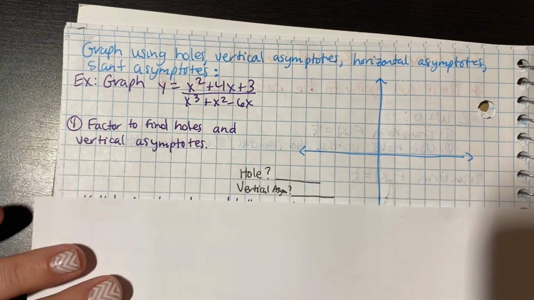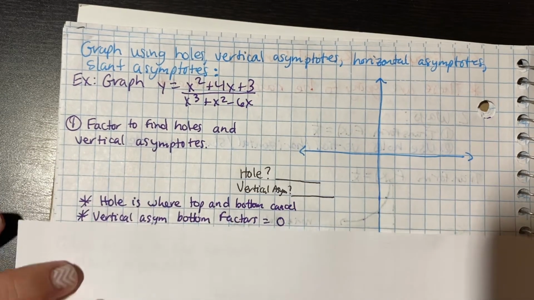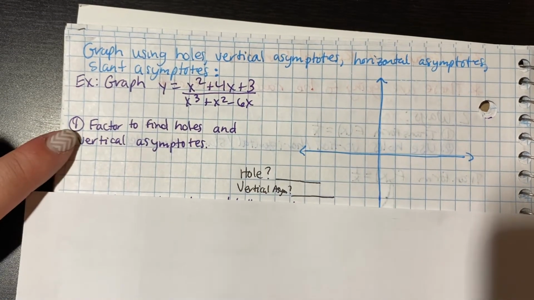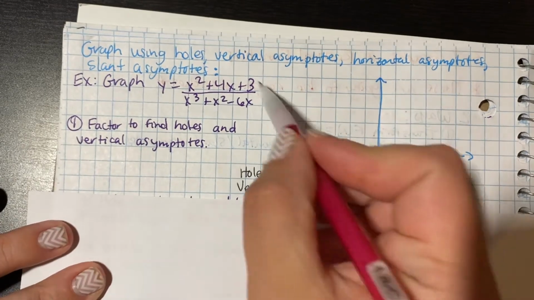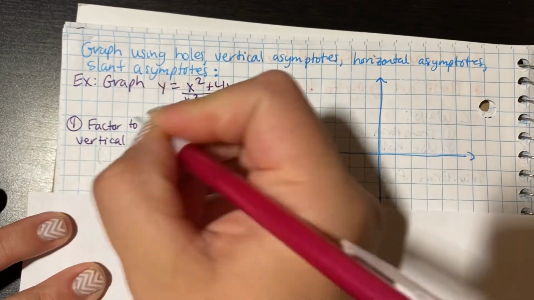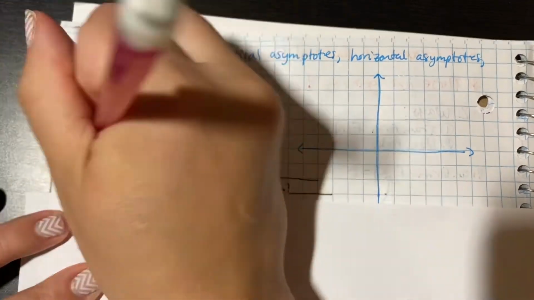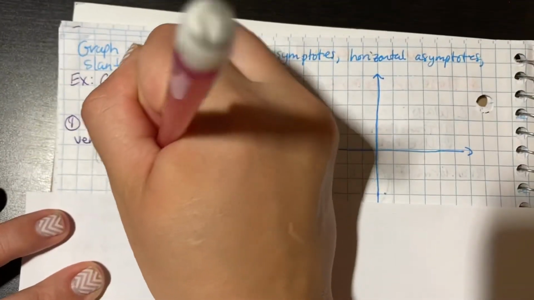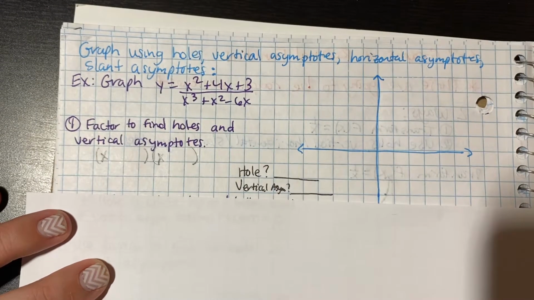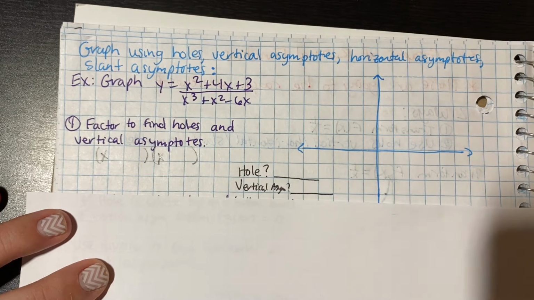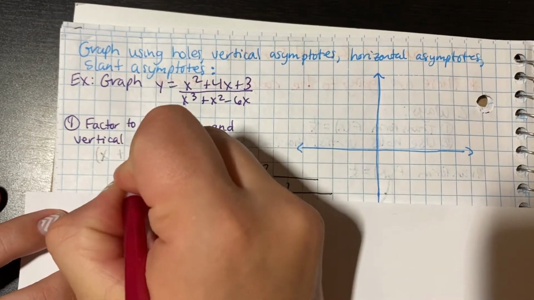All right. The nice thing is there are steps. So step number 1, find if there are factors to find holes and vertical asymptotes. So we're going to factor the top. Okay. So we got an x. What numbers multiply to make 3, but add to make 4? Well, that's a nice and easy one. So we have 3 and 1.